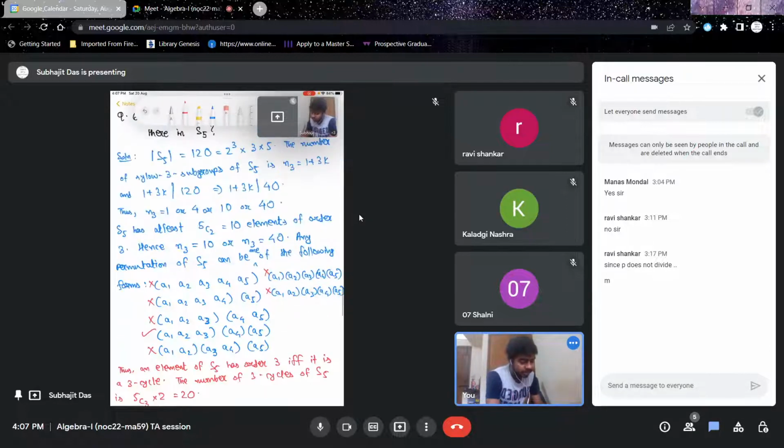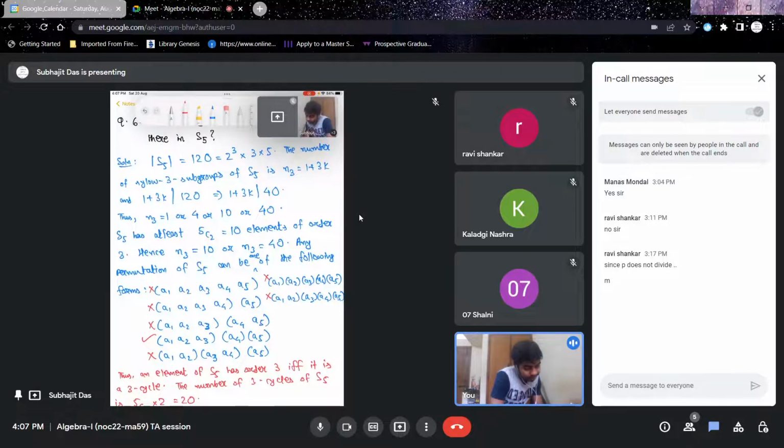And hence, what were the cases that we are left with? So n3 is 10 or 40, right? The number of Sylow 3 subgroups has to be 10 or 40. Clearly it can't be 40, right? We know that any Sylow 3 subgroup only consists of two 3 cycles and 1 identity element. And any 2 distinct subgroups of order 3 will intersect trivially, right? So what that means is it cannot be 40, right?